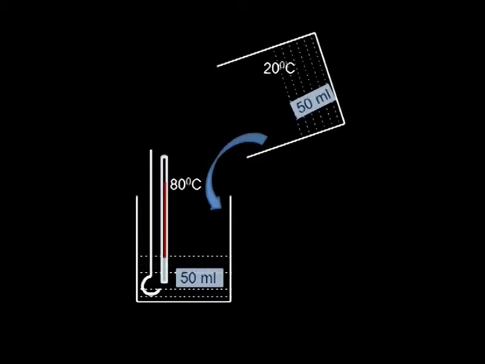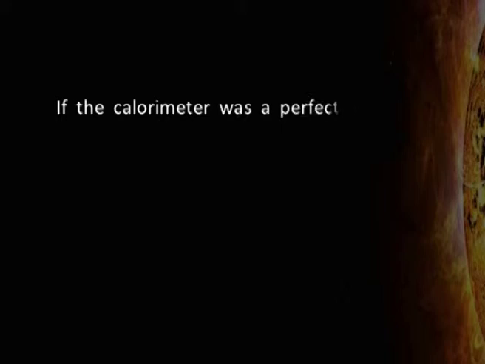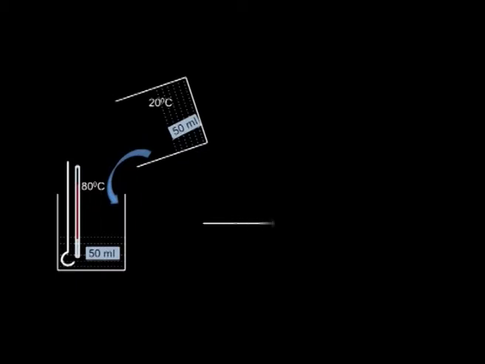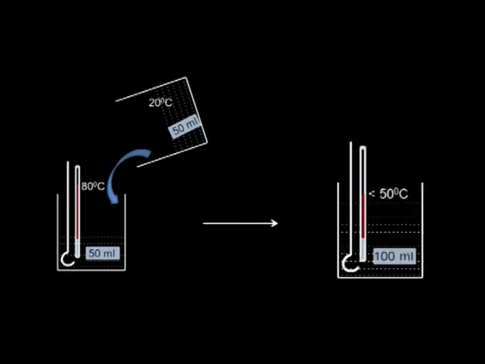As we have added the same amount of water, or we can say the same mass of water, and the specific heat of hot water and cold water is the same, the temperature change for hot water and cold water must be the same. If the calorimeter was a perfect insulator, we would end with 100 ml of warm water at 50 degrees Celsius. But in a typical experiment like this, we would end with warm water at a temperature which is less than 50 degrees Celsius. Say it is 40 degrees Celsius. Then where did the extra heat go?